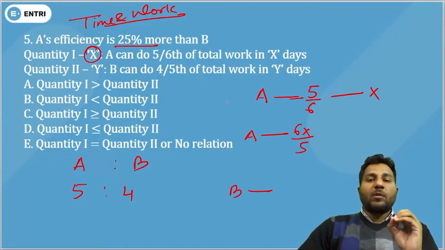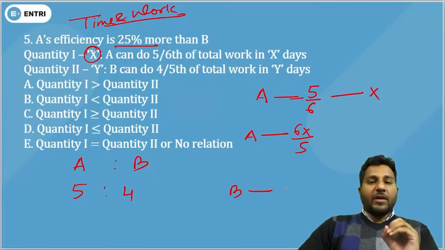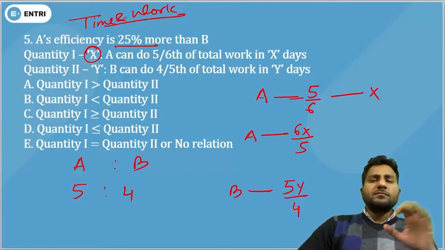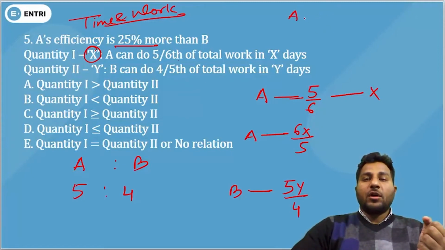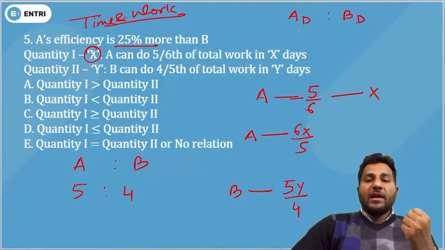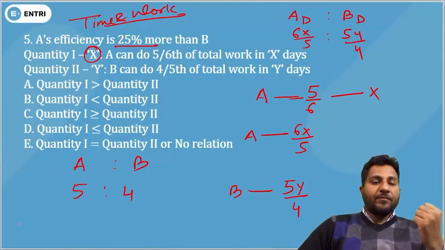While B, you can clearly see, can do 4/5 of the total work in y days. That means 5y by 4. Now A's efficiency has been given, so it is the ratio of A's days and B's days. It will be 6x by 5 and 5y by 4.